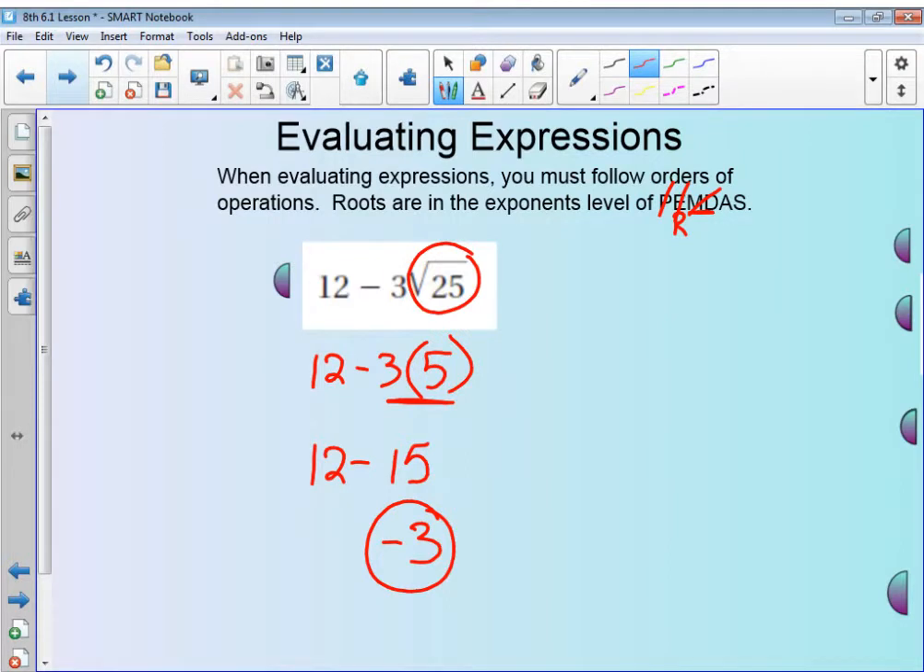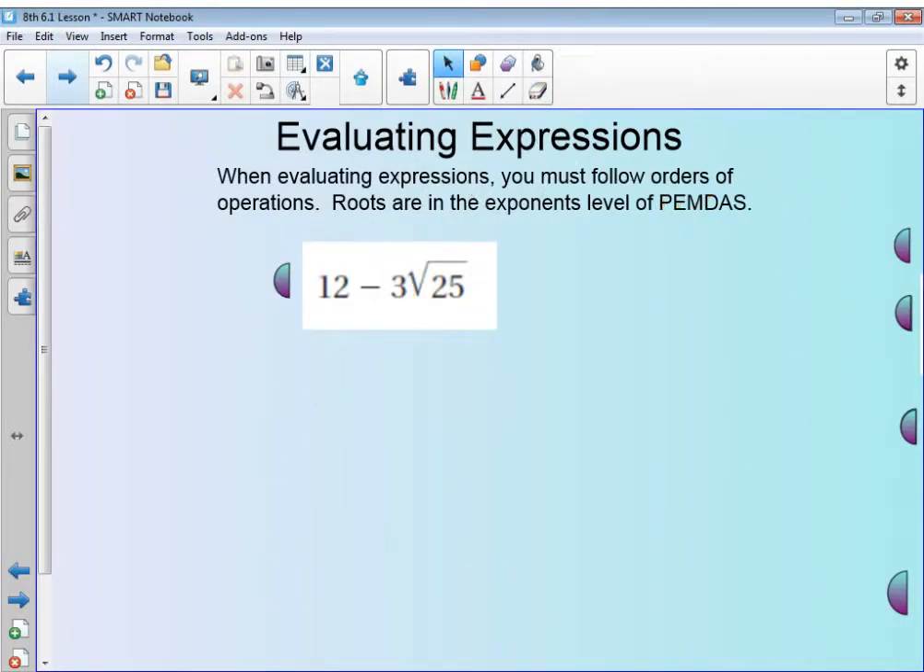Some of you are comfortable with those and some of you aren't. So maybe try it and then check it on a calculator. Check that final step on a calculator, okay? But I do want you practicing those integers.